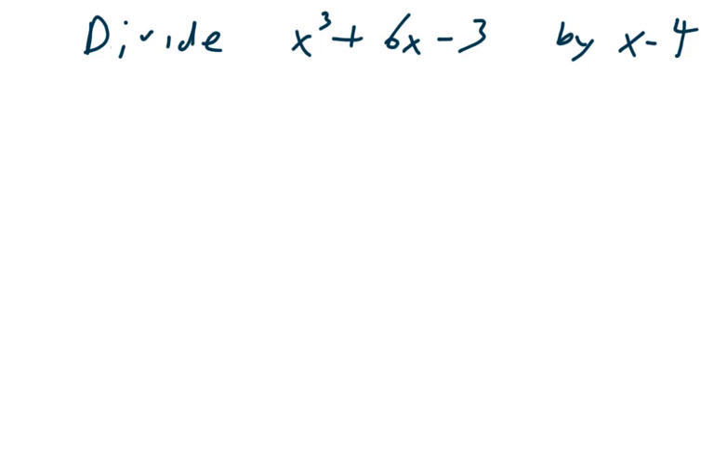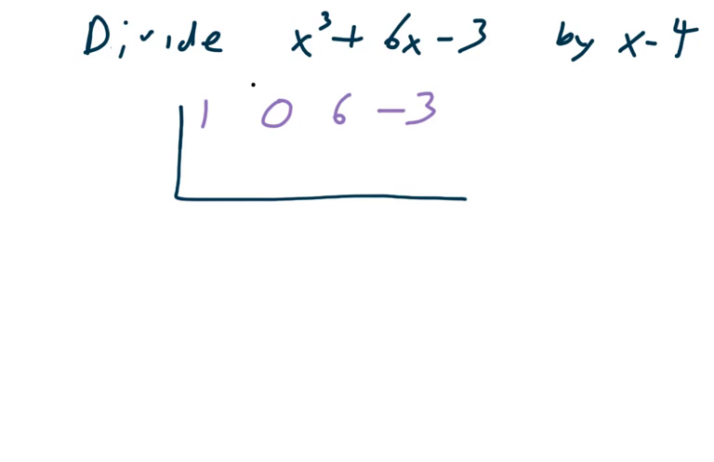Alright, we're going to start out this lesson with dividing using synthetic division. Now inside the division is going to be 1, 0, negative 6, and negative 3. And the reason why we have the 0 in there is because we need one for each of the terms. And 4 goes on the outside because this is x minus 4.